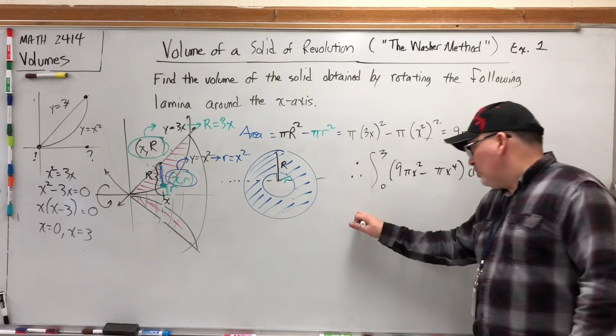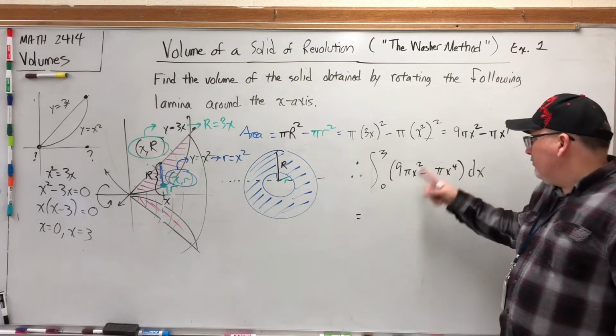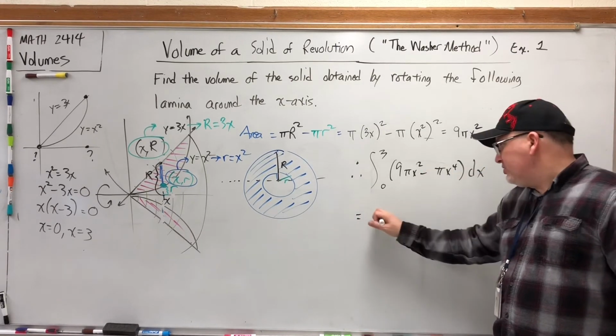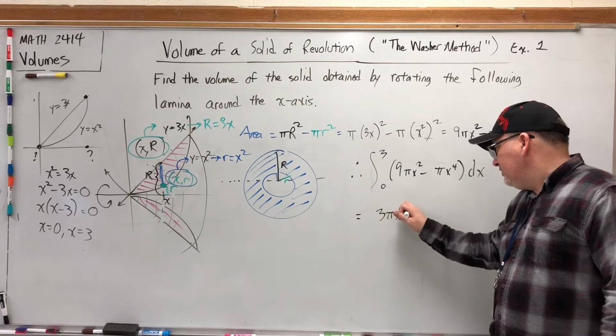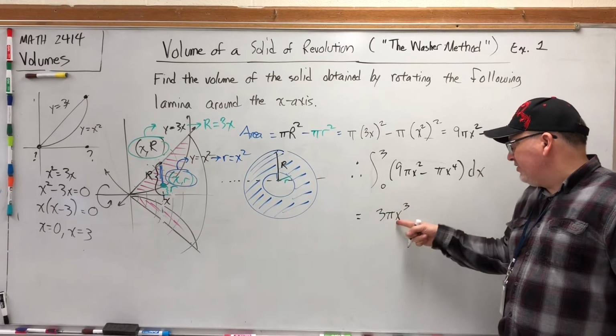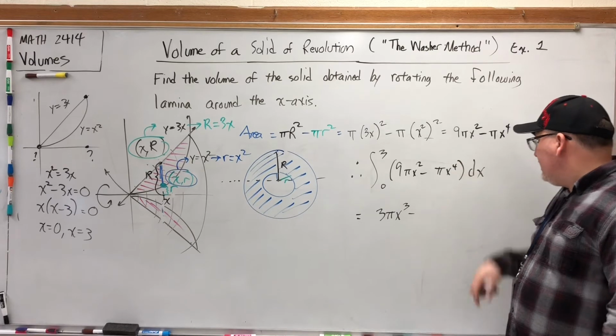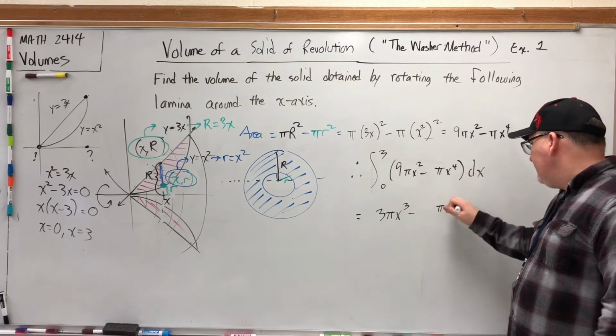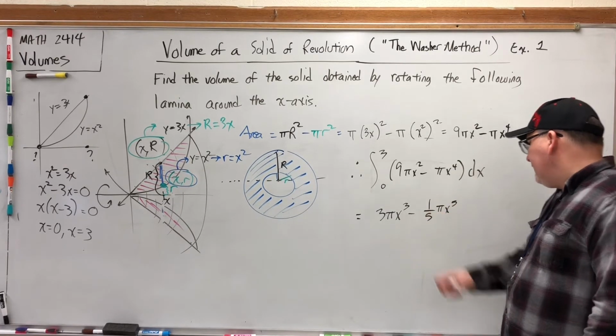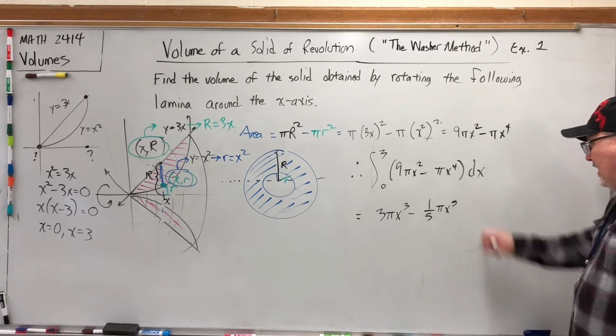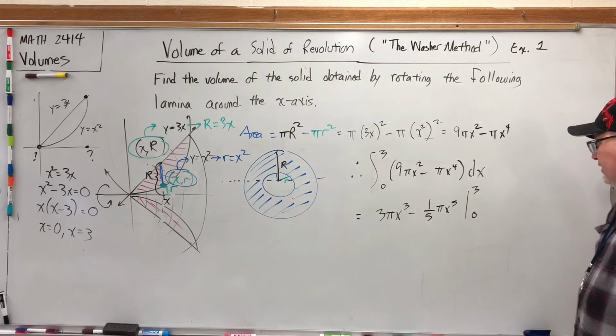Oh, this is a calculus 1 problem now. Raise the power to 3, divide by 3, so we'll get 3 pi x cubed. And if you question that move, take the derivative and go, yep. Over here, we would raise the power to 5 and divide by 5, so we get 1/5 pi x to the fifth. And this is going from 0 to 3.